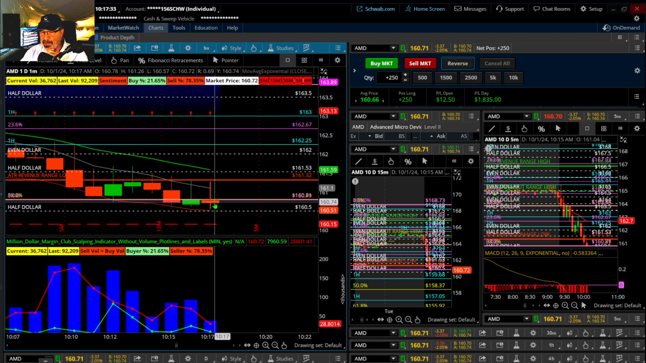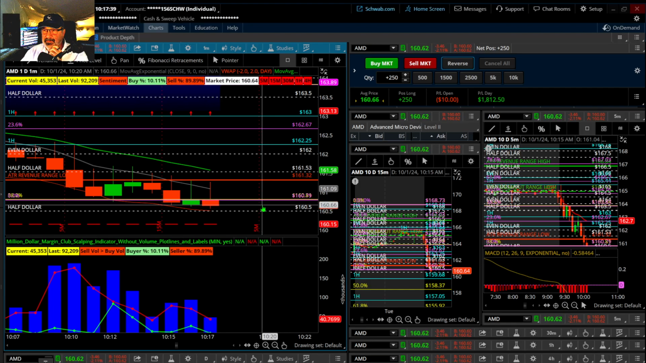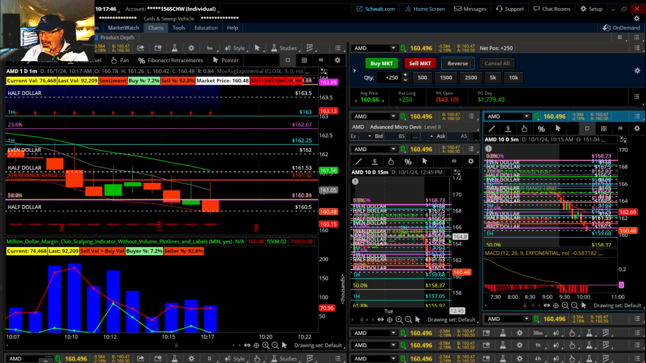I'm actually feeling pretty good about this position. It's resting along these double fibs here. So again, it's predominantly going down today, which is what I thought.